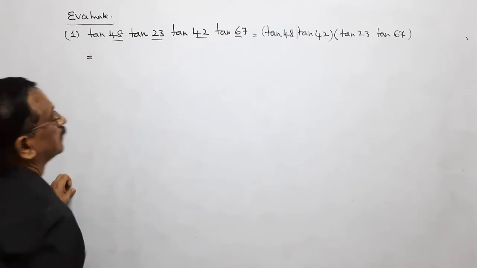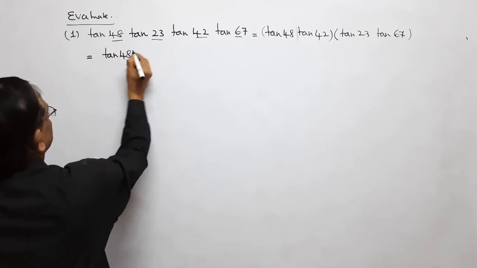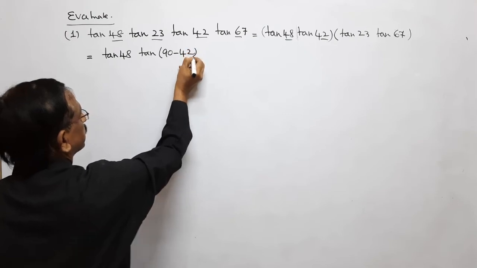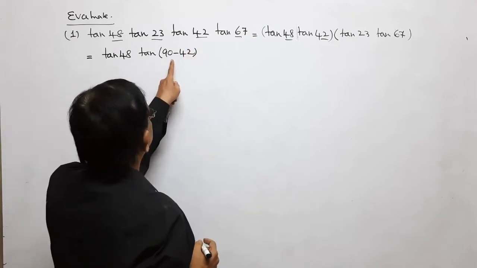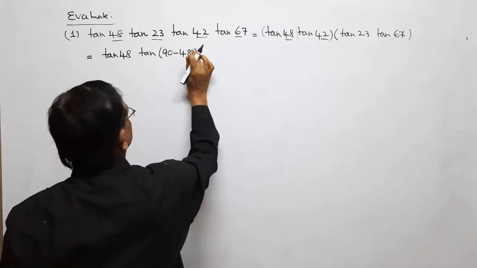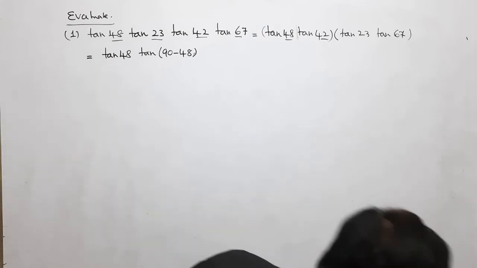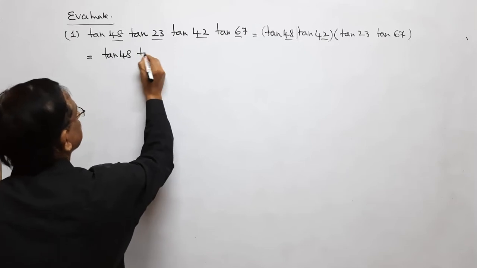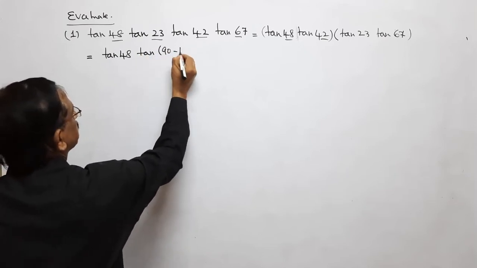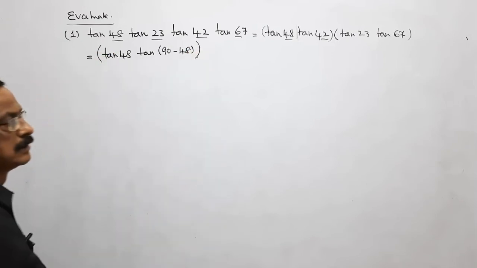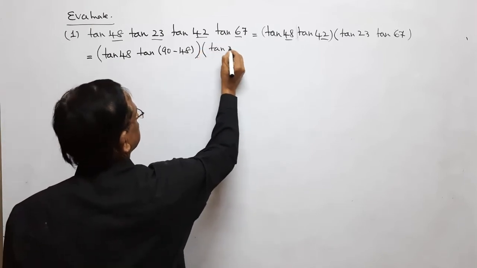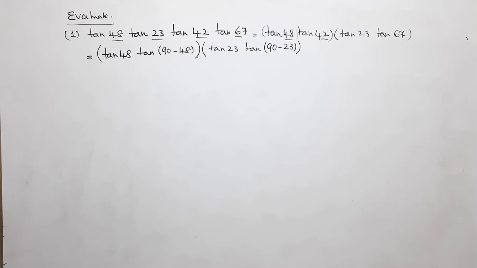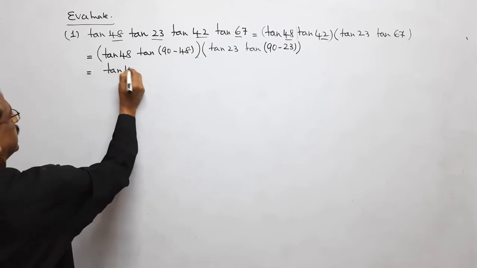This is equal to tan 48, and because these are complementary angles, tan 42 can be written as tan of 90 minus 48, into tan 23, and tan 67 can be written as tan of 90 minus 23.